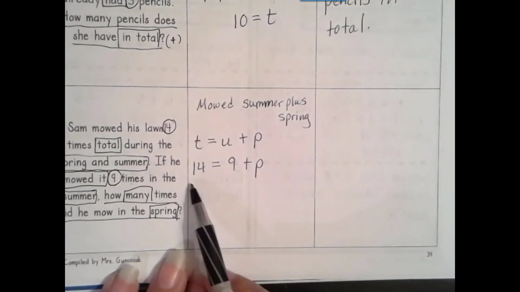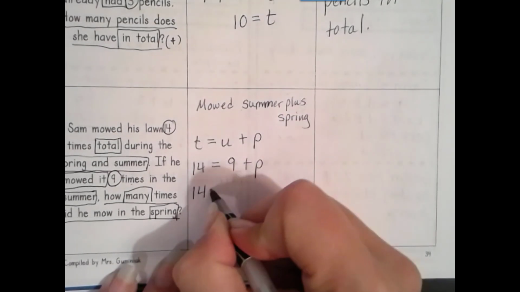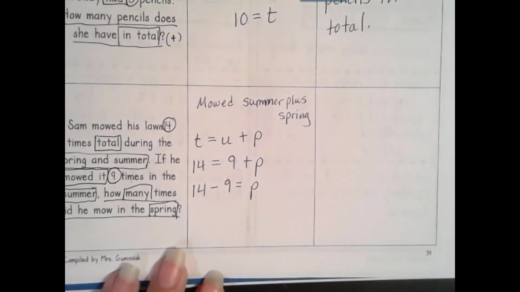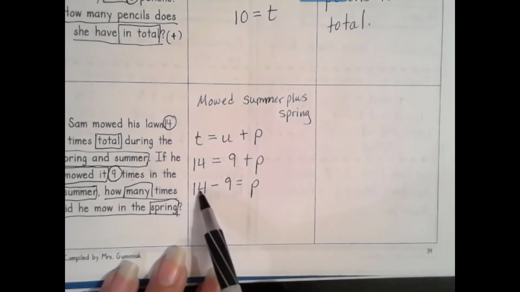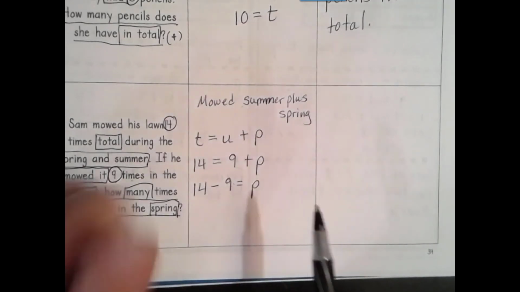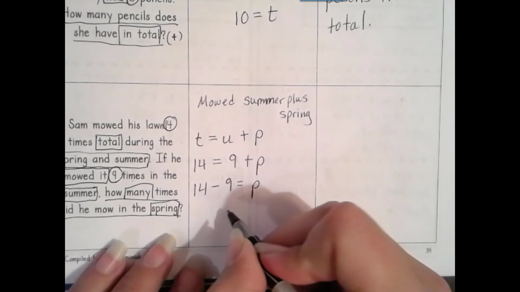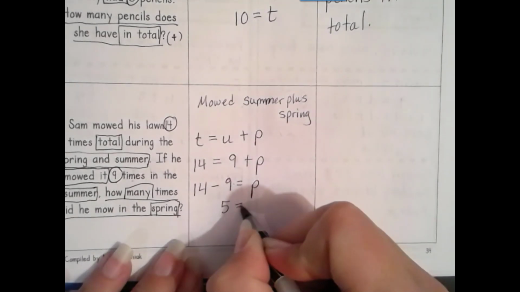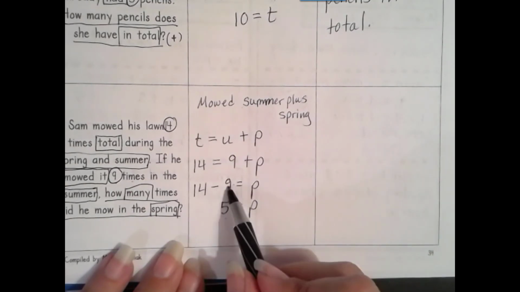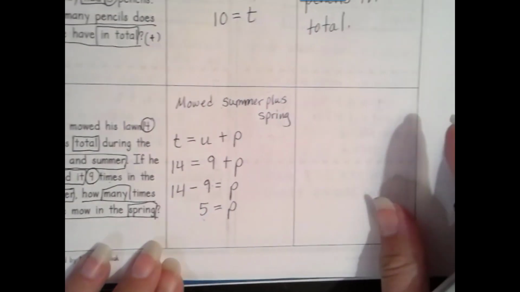So what would we add to 9 to get 14? Another way to look at this is with our inverse operation. 14 take away 9 will tell us what spring is. So the difference between 14 and 9, you can count up from 9 to 14. 9, 10, 11, 12, 13, 14. It's another way to get there is through addition. And there's a difference of 5. 5 and 9 make that total of 14. 9 in the summer, 5 in the spring.